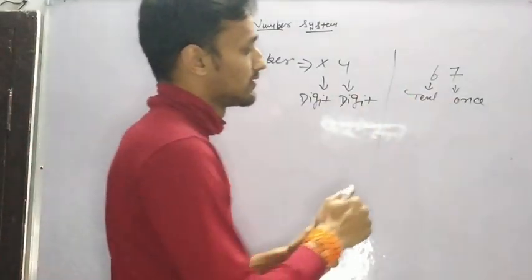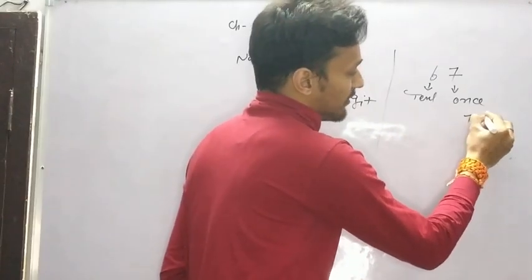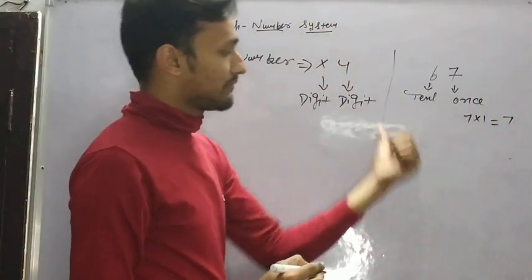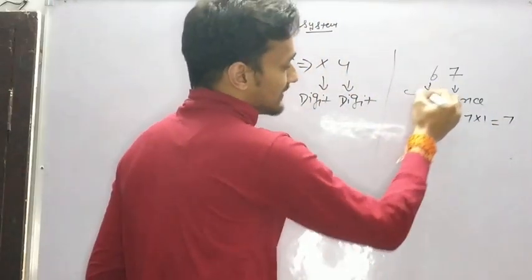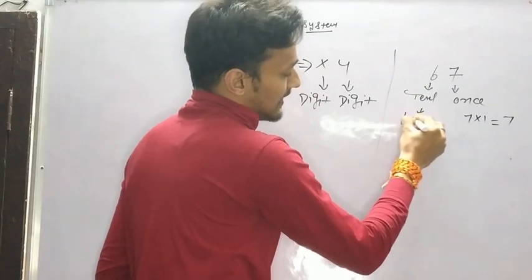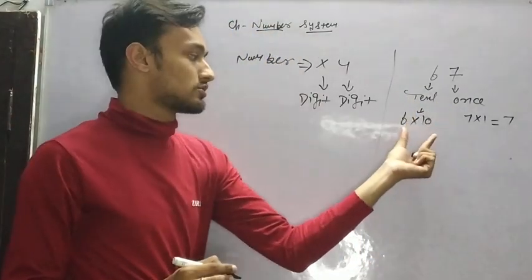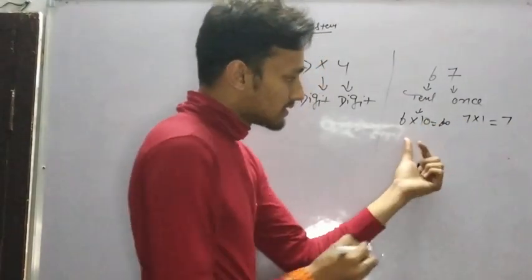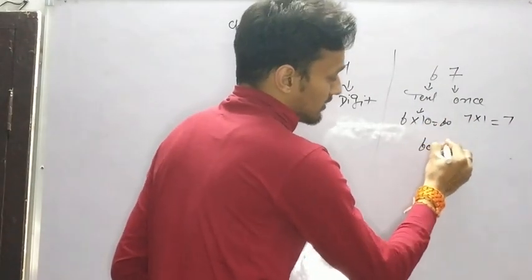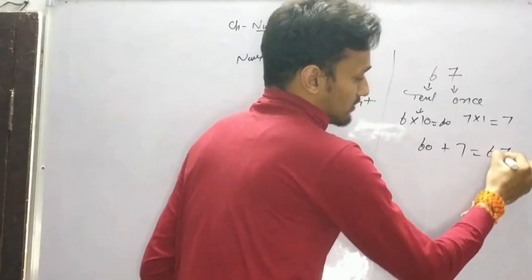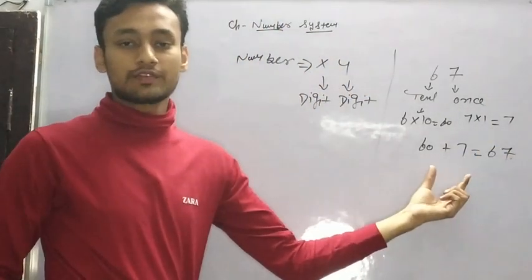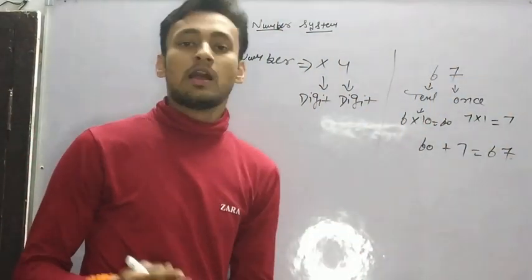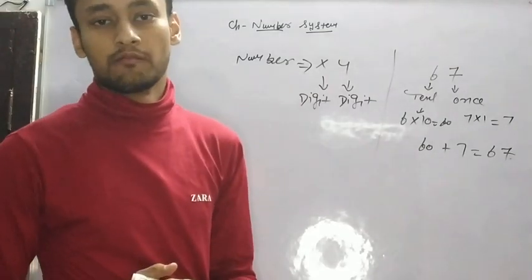How does it come? The first place is 7 into 1, which is 7, and the tens place is written as 6 into 10, which comes to 60. 60 plus 7 is 67. So, hope you are clear with this concept, how the numbers come in this form.